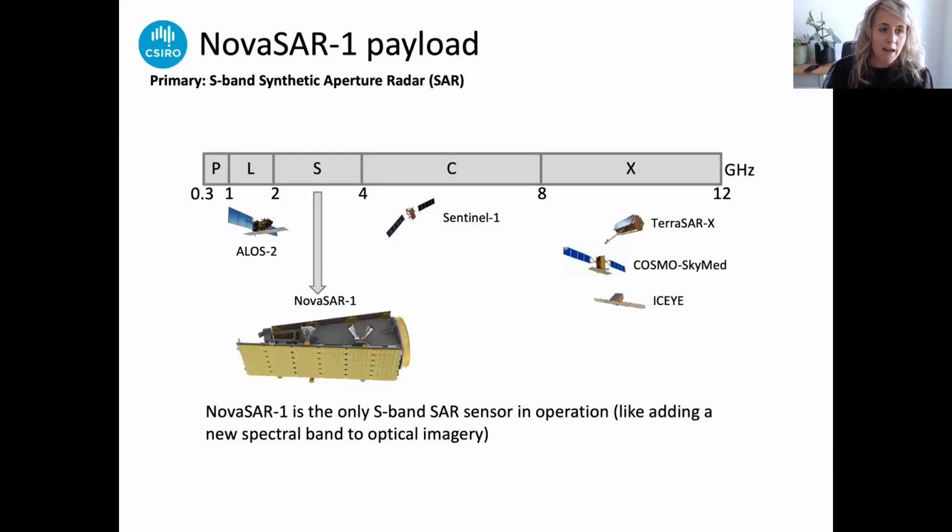So moving on to look at the payload, NOVASAR has a dual payload on board. The primary payload is an S-band synthetic aperture radar that was designed by Airbus. And if we look at some other operational SAR satellites on the electromagnetic spectrum here, you can see that NOVASAR is the only S-band SAR in operation. And this is a little bit like adding a new spectral band to optical imagery. S-band is a relatively unexplored frequency for SAR satellites, and we're really interested in what new information this can deliver, particularly looking at things like vegetation monitoring and forestry monitoring applications.